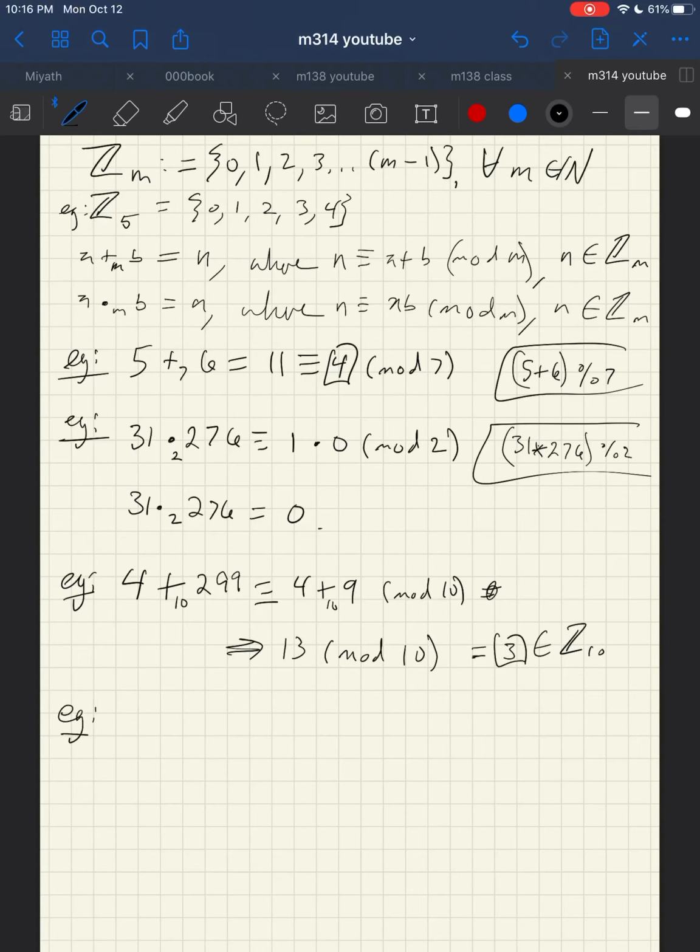Let's do one more. Let's do 5 times sub 7, 10. And this time I'm going to go ahead and multiply it out and look for whatever 50 is mod 7. So 50 is congruent to what mod 7? Well, it's 1 more than 49. So this is congruent to 1 mod 7, because 49 is a multiple of 7. So the answer is 1. I hope this makes sense. I would say, run through these last few examples a couple more times to make sure that they're clear.